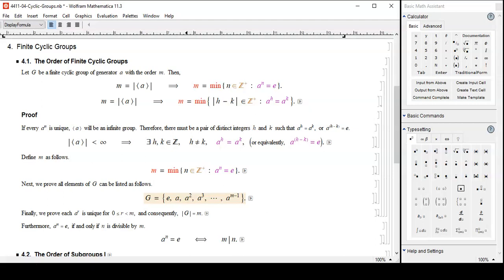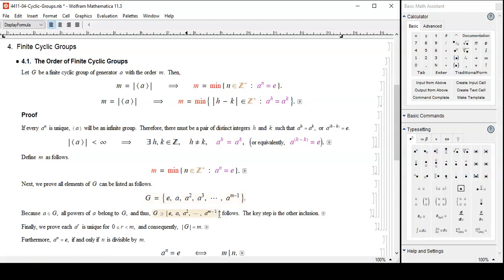A squared, a to the third power, and so on, all the way up to a to the m minus first power. Now, one inclusion is trivial. That's obvious, because a belongs to G. You see, G is this one here, the cyclic group generated by a. So a belongs to G, so a to whatever power belongs to G. So everything here belongs to G. So one inclusion is clear. It's the other inclusion that we have to prove.